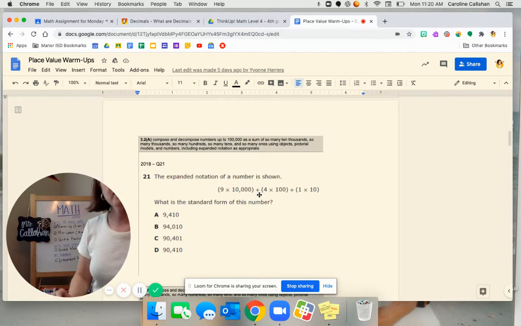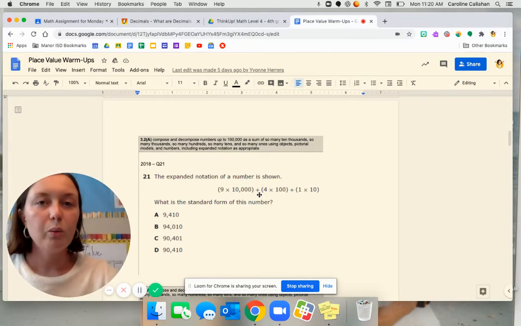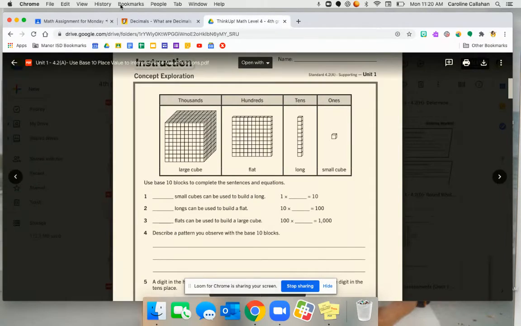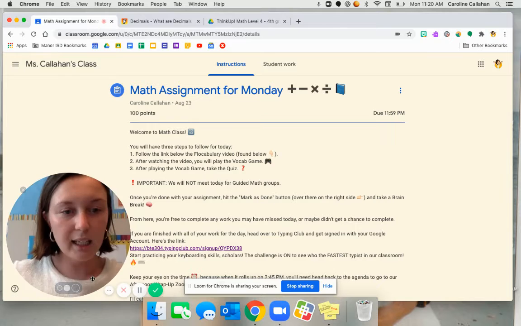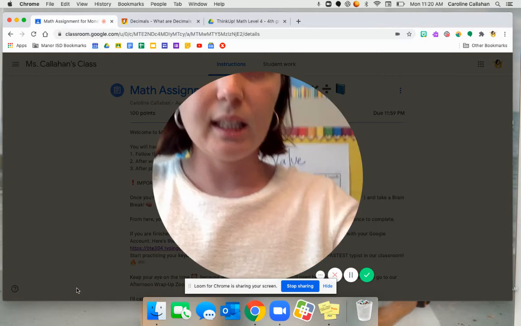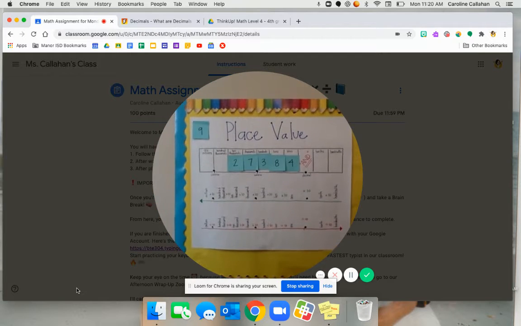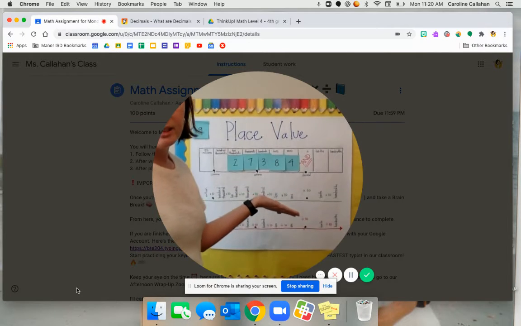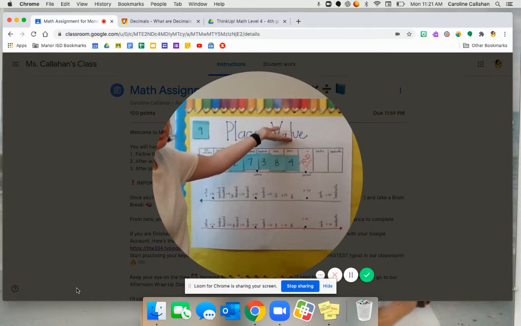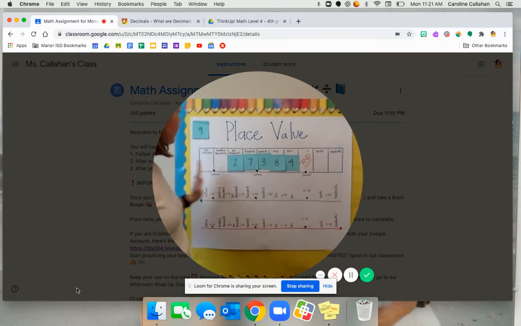Next, we are going to move on to our mini lesson, which this week we are going to be working with place value. So I am going to make myself a little bit bigger so that you're able to see this place value chart. And here it is. I made this yesterday for us. And in this place value chart, you'll notice there are a lot more place values than we have ever seen in 3rd grade or 2nd grade or 1st, right?